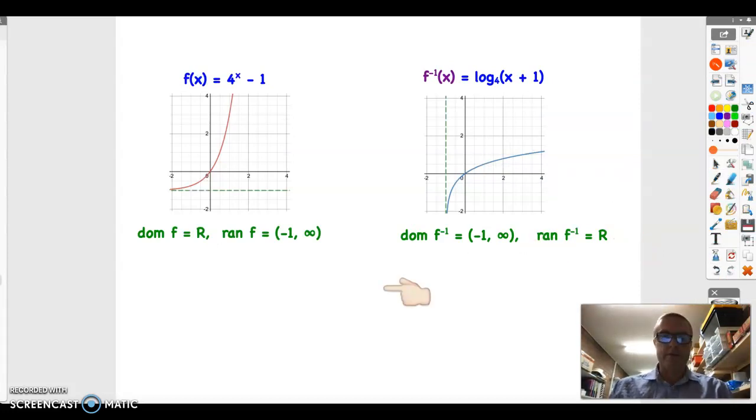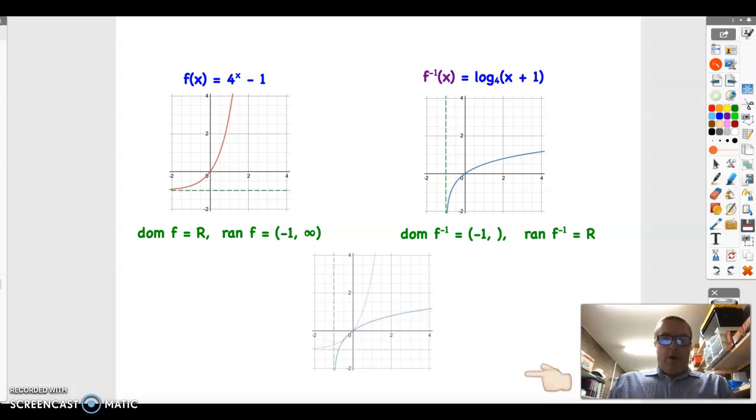So if you notice, we can see even from the graphs that the domain and the range for the function and its inverse have been swapped. They're exactly the same, but in a different order. If I was to superimpose these two graphs on one another, we can see here that they still have that reflection about that diagonal line y equals x.